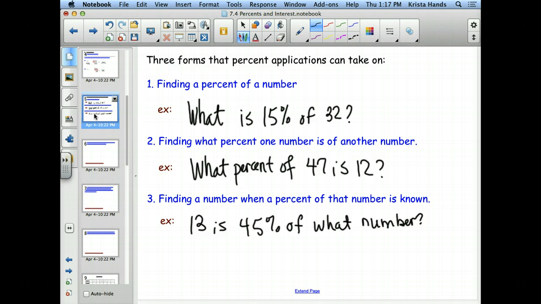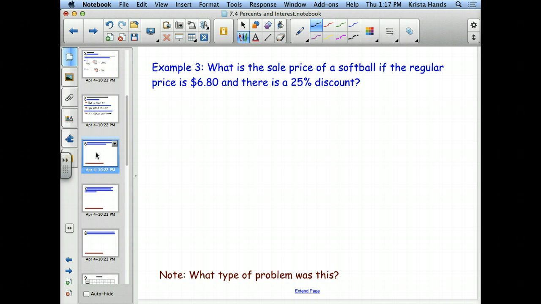We are in the first case. It's case number 1. So this said that we have a softball that we know there is a 25% discount. So that rules out case number 2. Case number 2, I don't know the percent, and I do know the percent in this problem. It's 25%. Okay? So it's either case 1 or case 3. The other thing is that this says that the regular price was $6.80. That means I know the original amount. That's what happens in number 1. I know the original amount. Number 3, I don't. I know the sale amount or the new amount. So I'm in case 1. So this problem is problem type number 1.